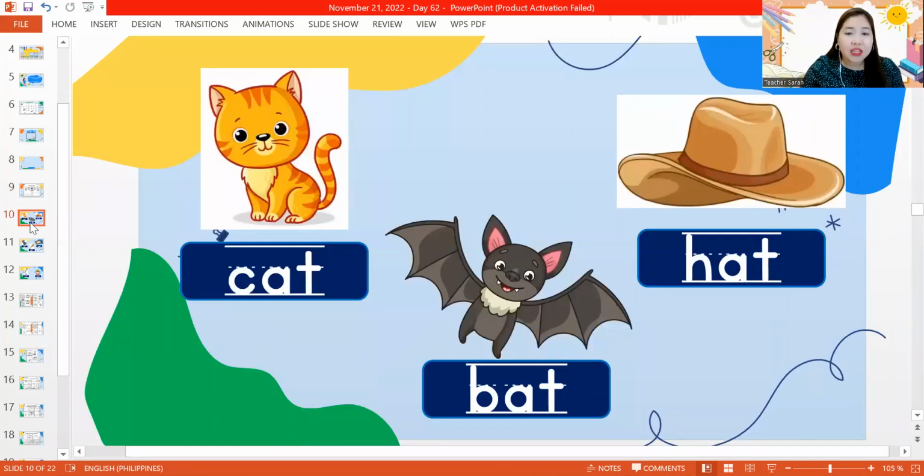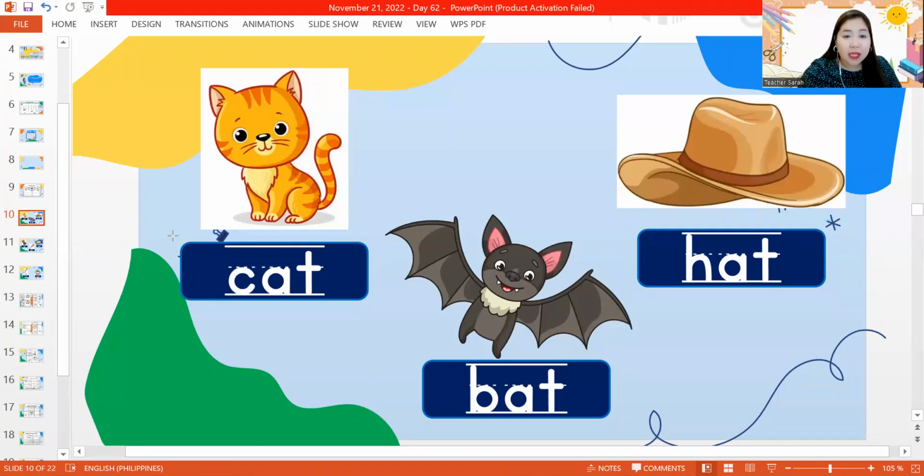So, we have this one. This is c, at. It is a cat. Very good. This one, we have b, at. This is a bat. So, this bat is an animal. Next one, we have h, at. This is a hat. So a hat is bigger than a cap, okay? And a hat also looks different than a cap.